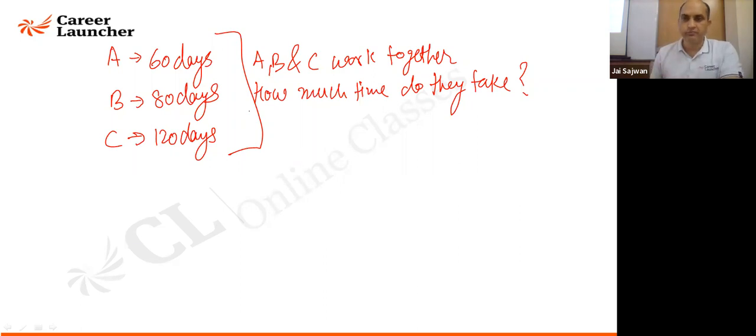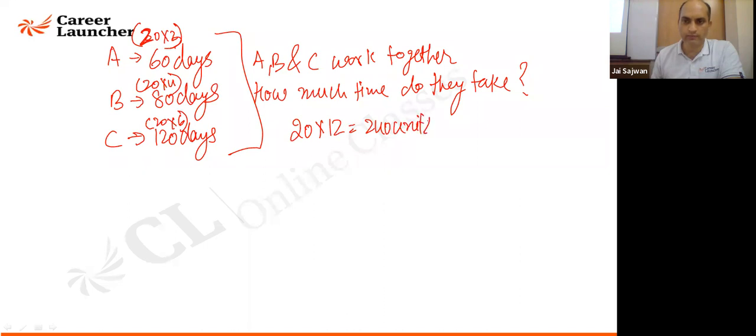Here I go. I'll take a number which is a common multiple of them. I can see this is 30 into 2, or I'll say it is 20 into 3. This is 20 into 4. This is 20 into 6. 20 is common, so I'll say 20 will come there. Now what is the LCM of 3, 4 and 6? Can I say it is 12? So it is 240 units of work. How many units of work is there? 240 units of work is there.